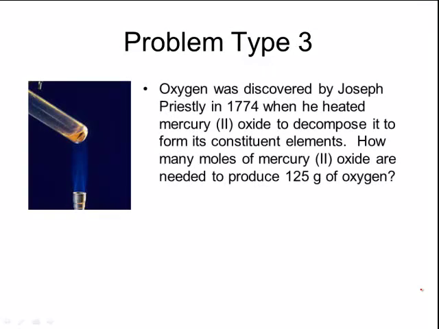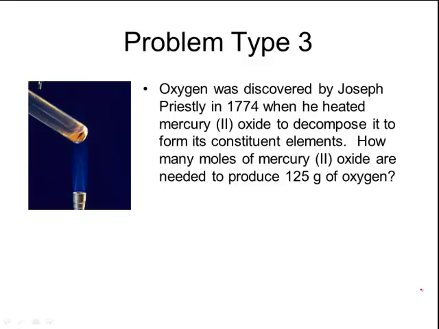The third type of problem is simply the reverse of type 2, where we're going to start with grams of one substance, but solve for moles of a different substance. So oxygen was first discovered by Joseph Priestley in 1774. And he discovered oxygen by heating mercury oxide and causing it to decompose into its constituent elements. How many moles of mercury oxide are needed in order to produce 125 grams? Remember, you have to have a balanced chemical equation to start, so you'll want to write the chemical equation showing the decomposition of mercury oxide into mercury and oxygen, and then balance it.